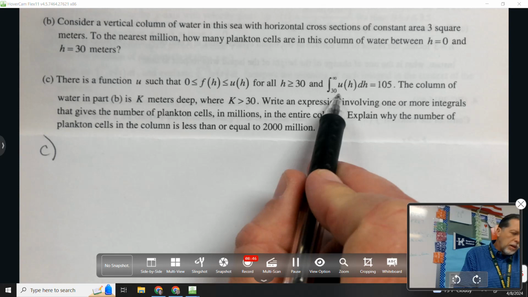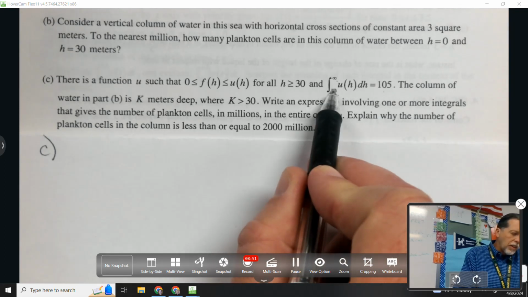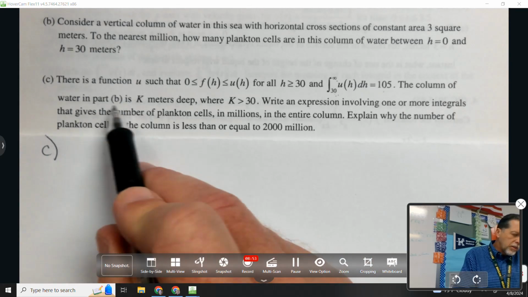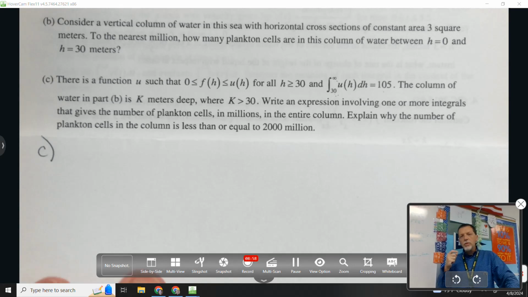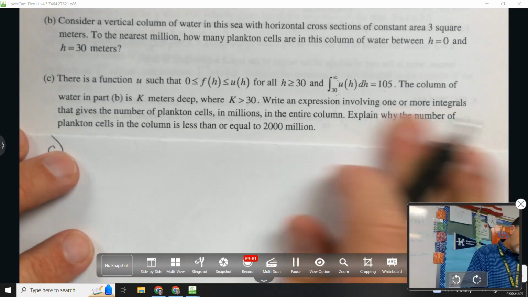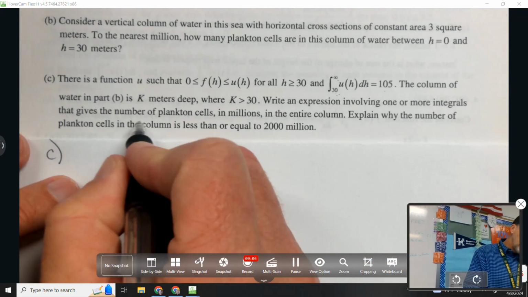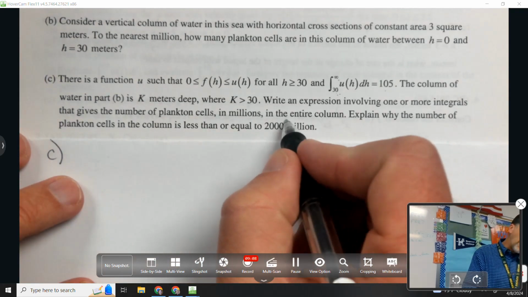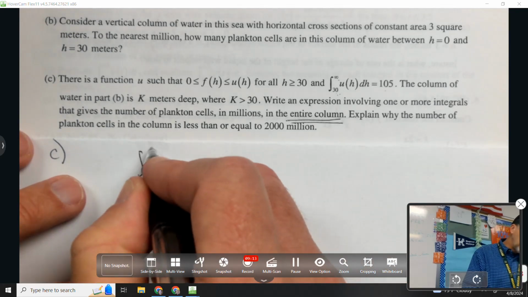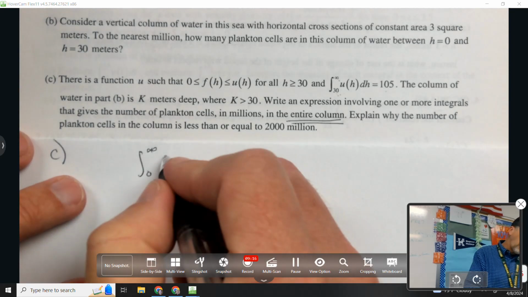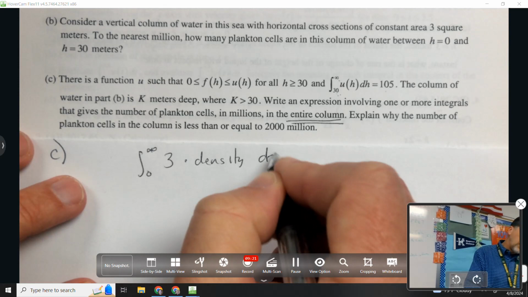If we add them all up between 30 to infinity, that's 105, although that doesn't have the 3 on there. The column of water in part B, okay, so that same column that's 3 meters squared is the area. Write an expression involving one or more integrals that gives the number of plankton cells in the entire column. So the entire column would be like 0 to infinity, 3 times the density, dH.